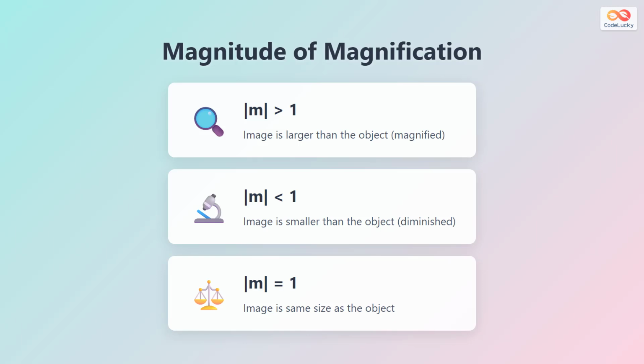The magnitude, or absolute value of magnification, tells us about the size of the image. When the absolute value of m is greater than 1, the image is larger than the object, which we call magnified. When the absolute value of m is less than 1, the image is smaller than the object, which we call diminished. And when the absolute value of m equals 1, the image is exactly the same size as the object.